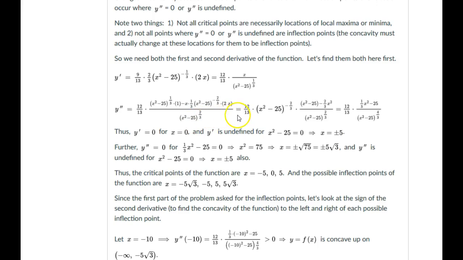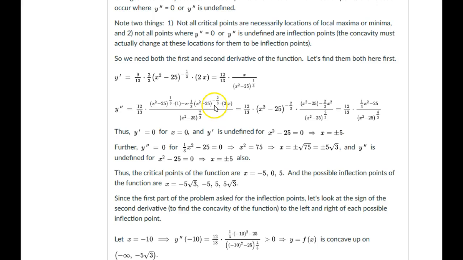Simplifying this a little bit, notice that each of the terms in the numerator has x squared minus 25 to the minus 2/3 in it, so I can factor out an x squared minus 25 to the minus 2/3, putting that right here. That means I'm left with x squared minus 25 to the power 1 right here, because x squared minus 25 to the power 1 times x squared minus 25 to the power minus 2/3 would be x squared minus 25 to the 1/3, right? That's how I get that.